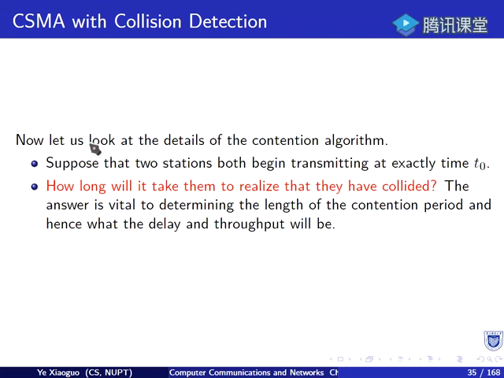Now, let us look at the detail of the contention algorithm. Suppose that two stations both begin transmitting at exactly time t zero. That is, unfortunately, both of the two stations face a collision. How long will it take them to realize they have collided? The answer is vital to determine the length of the contention period, and hence what the delay and the throughput will be.